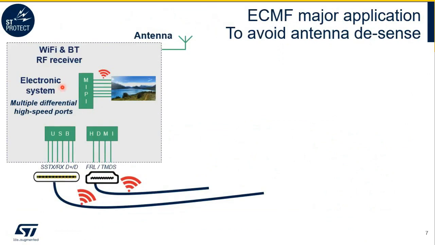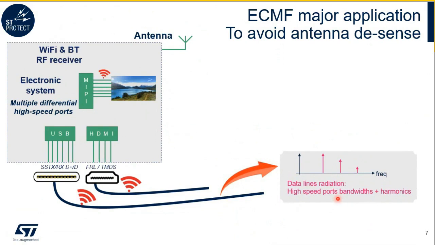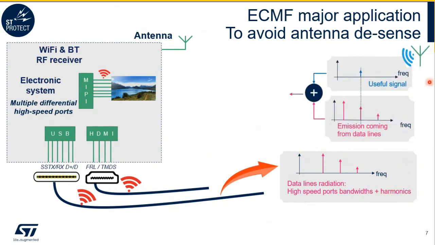We can see here an electronic system with multiple high-speed differential ports, such as USB Type-C in this case, HDMI, and IP for the display. Close to this system, a Wi-Fi or Bluetooth RF receiver. With these high-speed signals, cables or flex radiate high-frequency signals. We can see spectral lines with high-speed power bandwidths, but also with harmonics. The red spectral lines can be received by the antenna. So at the antenna, there is the useful signals, Wi-Fi or Bluetooth in this case, and the high-speed radiations.